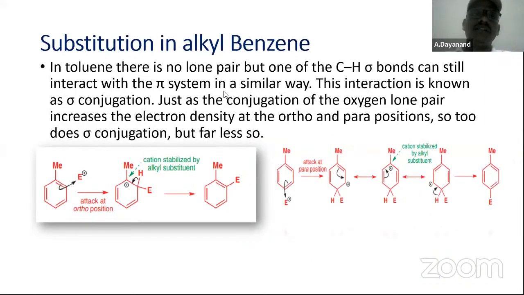Substitution in alkylbenzene. Toluene, though it does not have any lone pair, is also called an activating group. It is also an ortho para directing group. The effect is known as sigma conjugation. Why? Because the electrophile attacks at this end. We know that methyl has only sigma bonds, CH3. Even though it has only sigma bonds, it is activating.